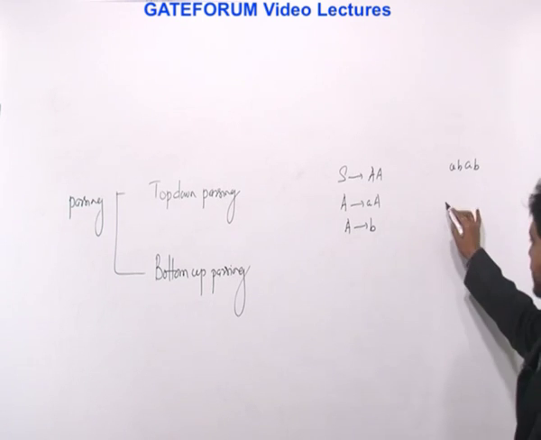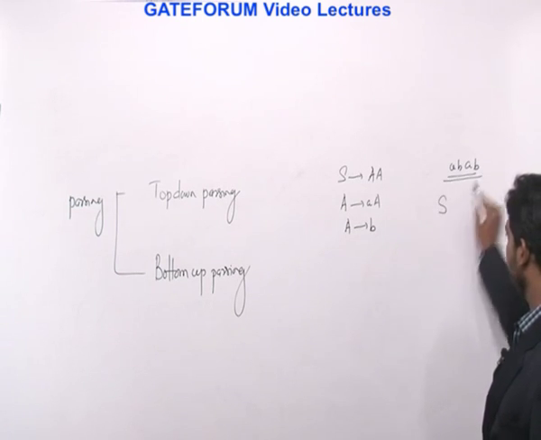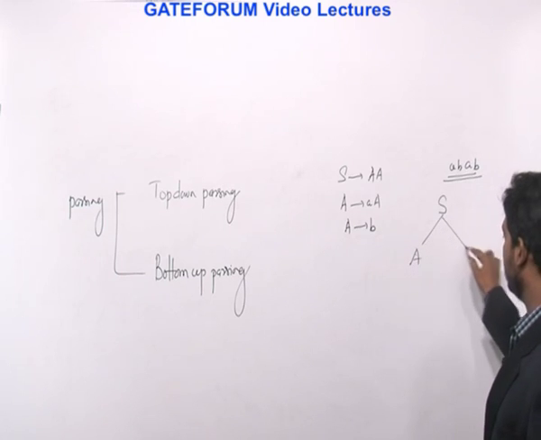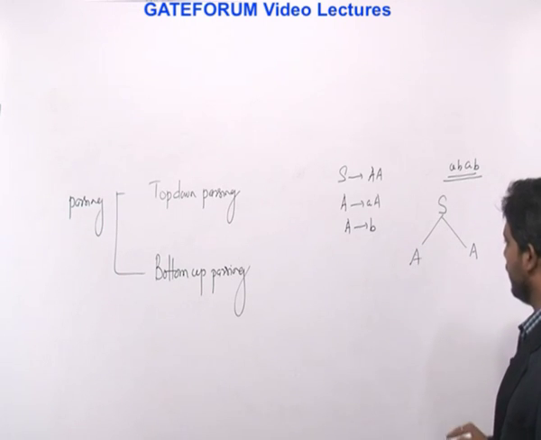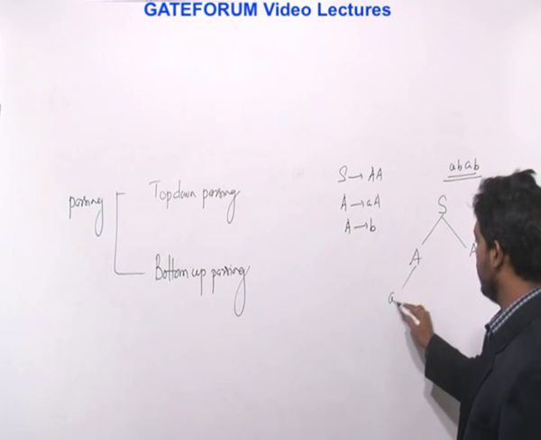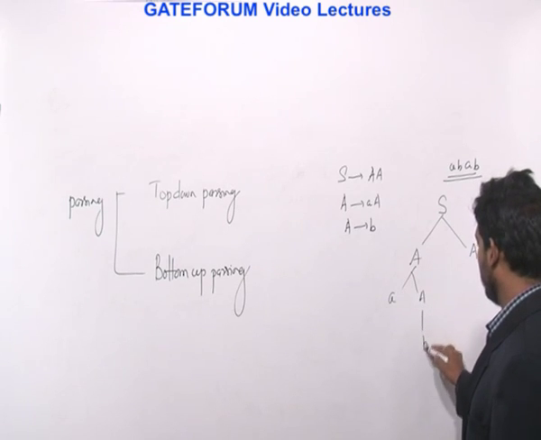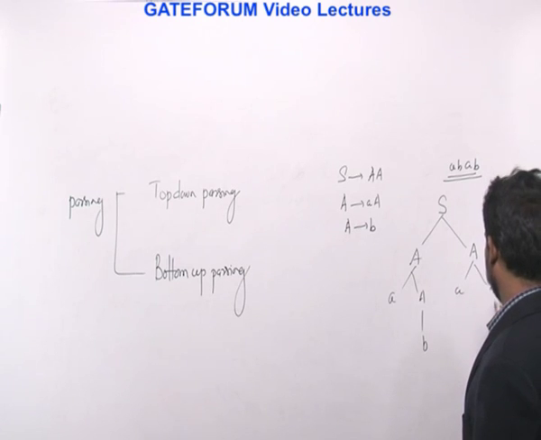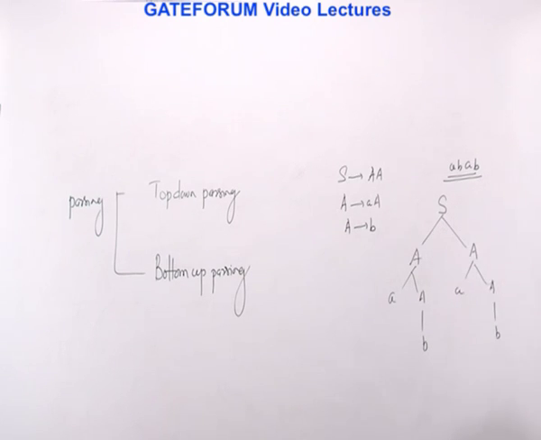That I start with this S and try to derive W. S derives AA, and A derives small a capital A, and A to B. So I try to do this thing. I started with the top, meaning S the start symbol, and work towards the leaves, that is top to down. That is one thing that is possible.